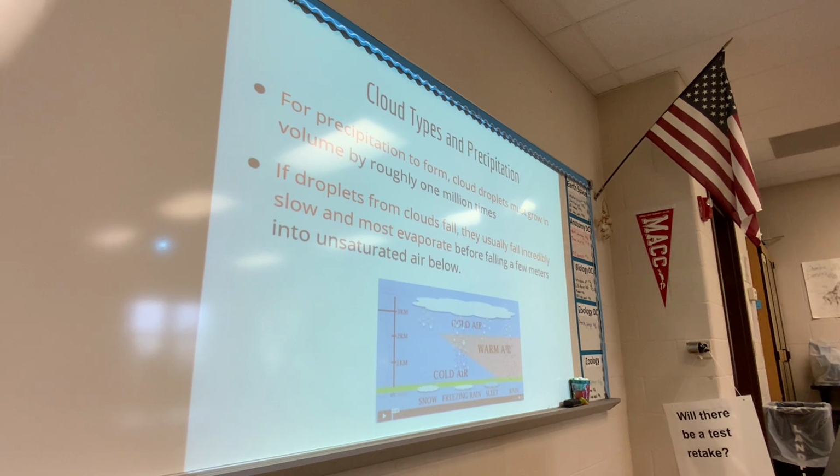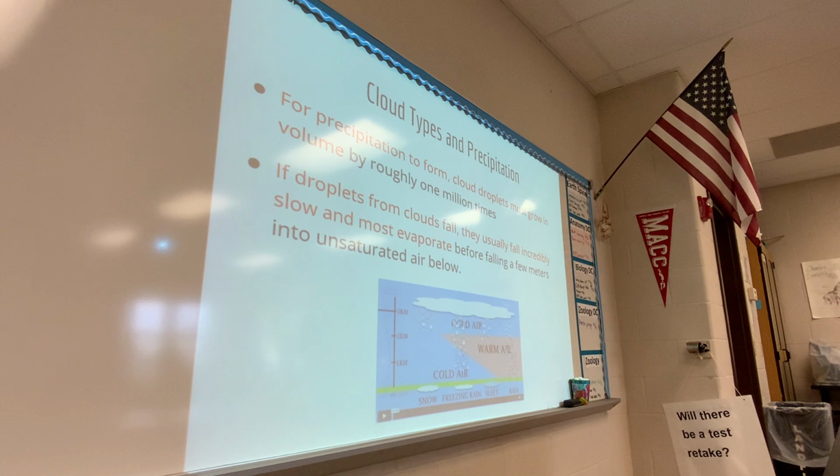For precipitation to form, cloud droplets must grow in volume. If a droplet from the cloud falls, they usually fall incredibly slowly and most of it evaporates. So when you have snow falling, for instance, sometimes if it's really high up in the air, it'll fall as snow, but then as it falls, it's going to actually melt and turn into rain. A lot of times that's because it'll hit a warm air patch and melt as it's falling.